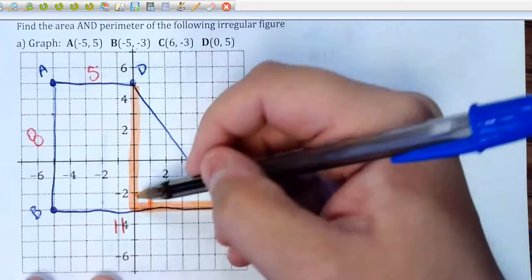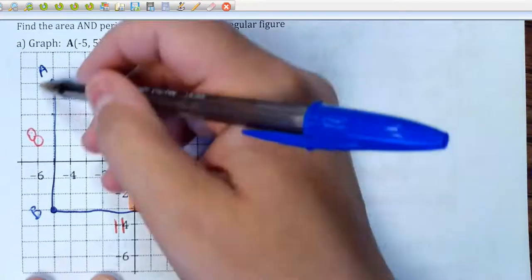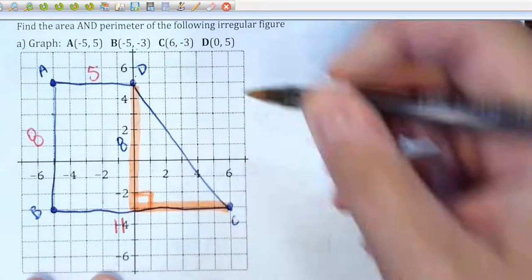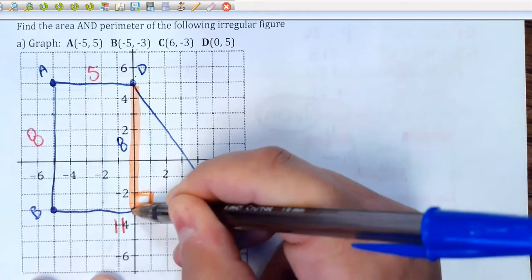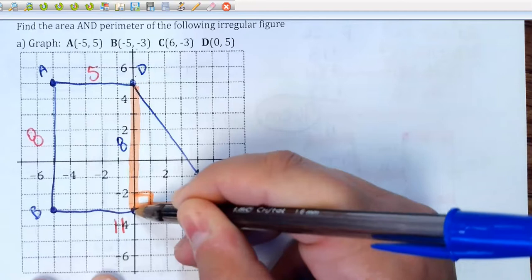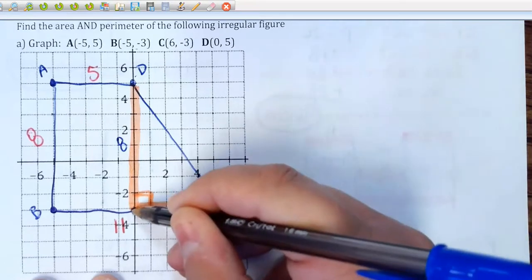So from here to here, from D to where it touches the base of the figure is going to match up. So this is going to be 8. This is right at 0 on the y-axis. And then I'm going to go over to 6. I'm sorry, 0 for x. 0 for x over to 6.